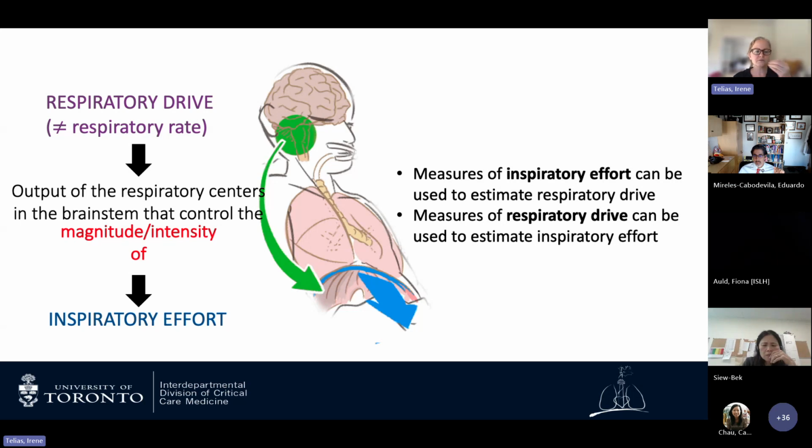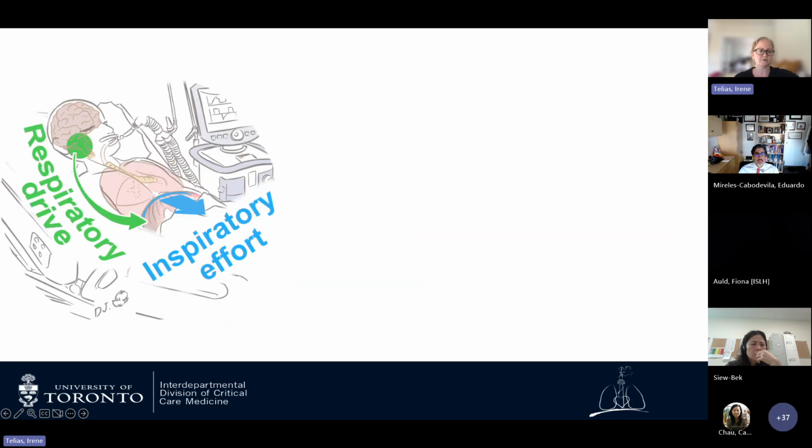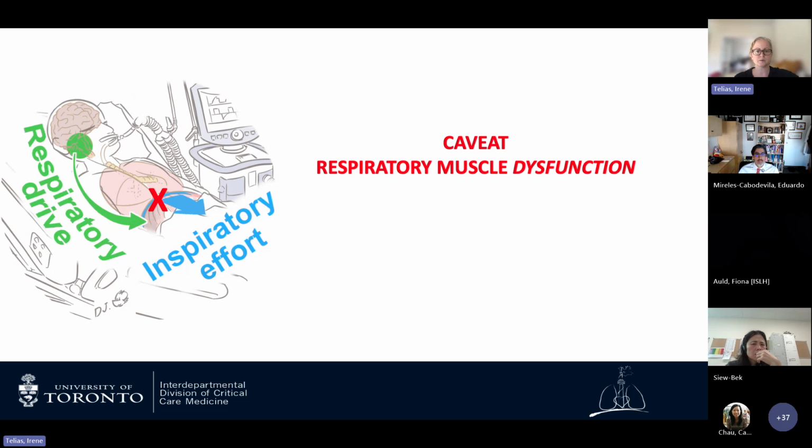Why are all of these basic concepts very important? Because, one, measures of inspiratory effort can be used to estimate the status of the respiratory drive. As you can imagine, it is very difficult, actually impossible, to measure the direct activity of the neural centers in the brainstem. There are also some indirect measures of respiratory drive that serve as a measure of inspiratory effort because of this very close relationship. That's one point.